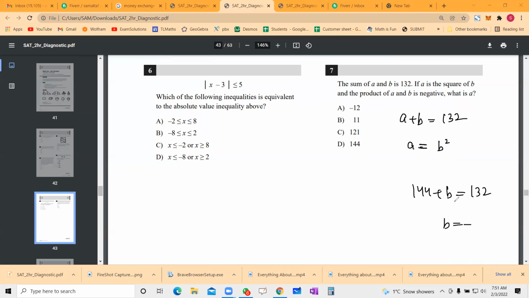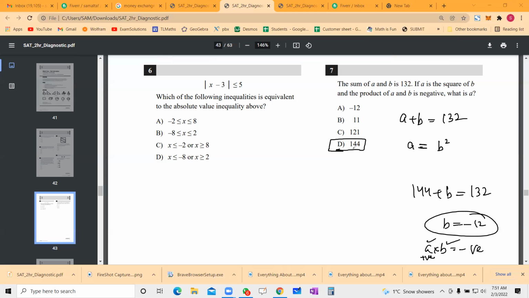Mm-hmm. And that is only satisfied by option D, because in case of option C, B was positive. Because A times B has to be negative, and that's only possible when B is negative, because A is positive always, right? So that's why all the conditions are satisfied by option D. Got it.